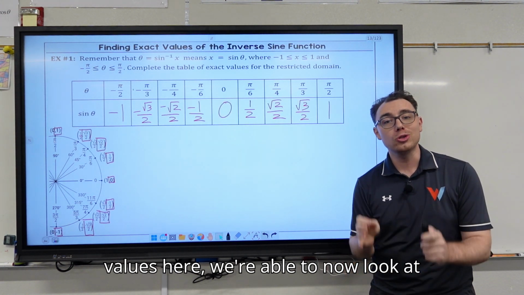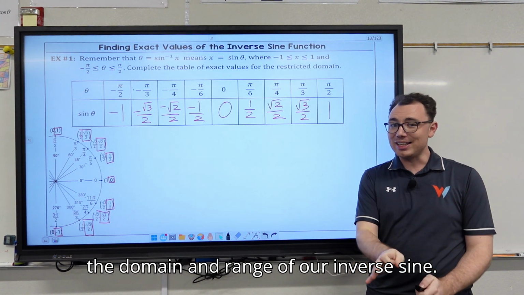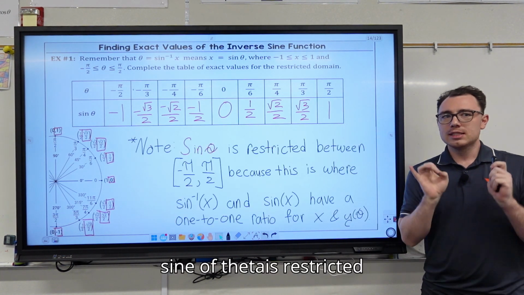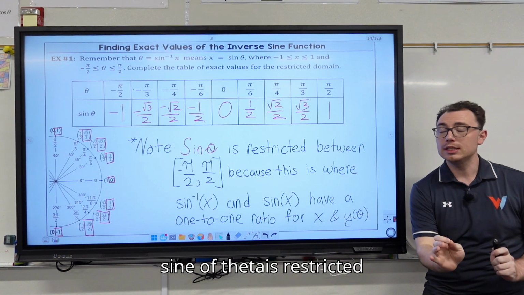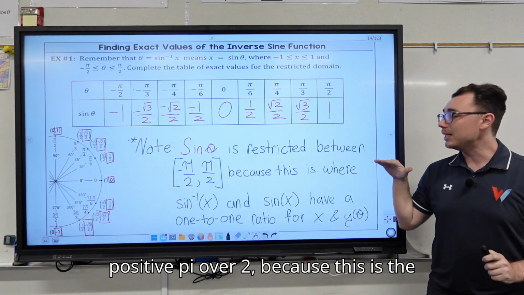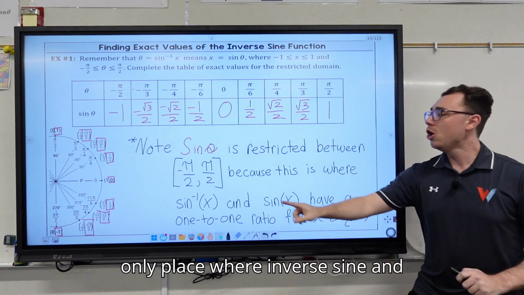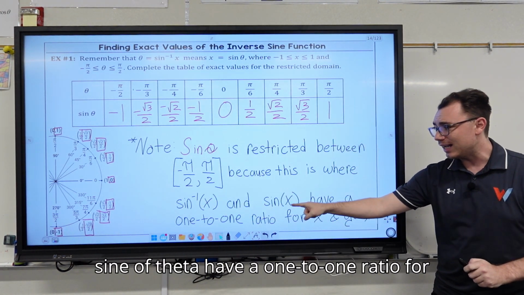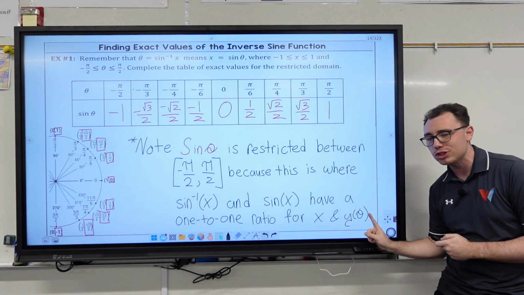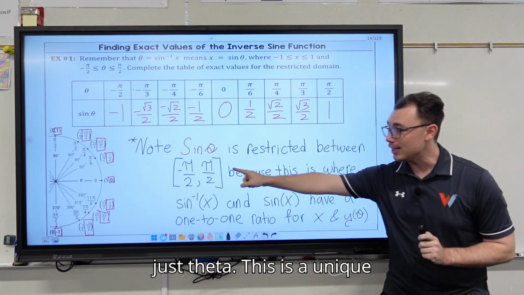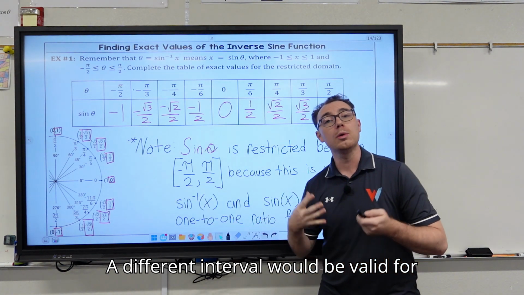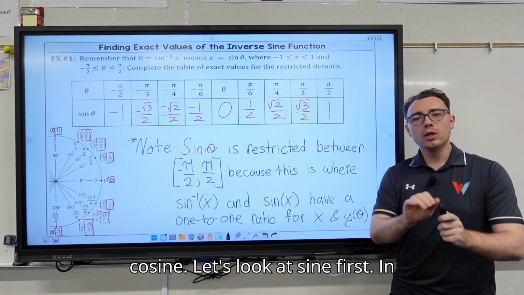We're able to now look at the domain and range of our inverse sine. Big important note though. Sine of theta is restricted between negative pi over 2 and positive pi over 2 because this is the only place where inverse sine and sine of theta have a 1-to-1 ratio for x and y, where y is really just theta. This is a unique interval for sine and inverse sine. A different interval would be valid for cosine. Let's look at sine first.